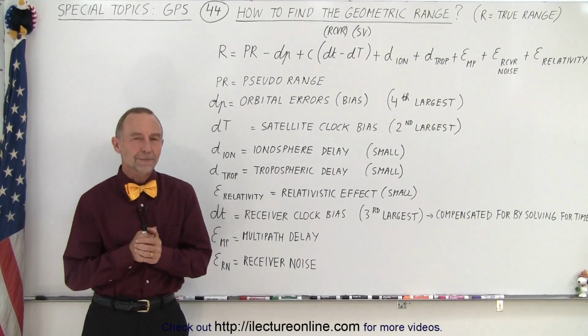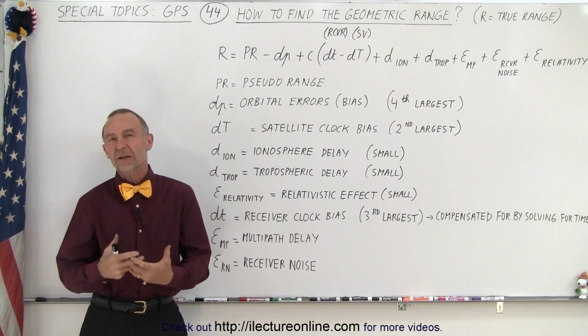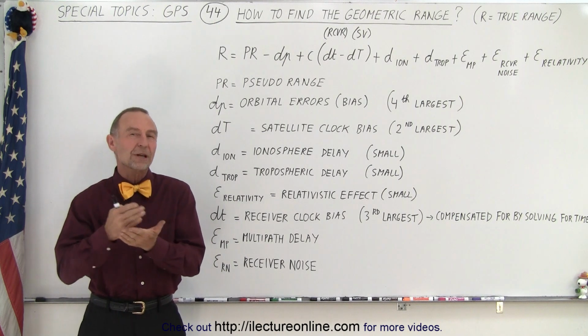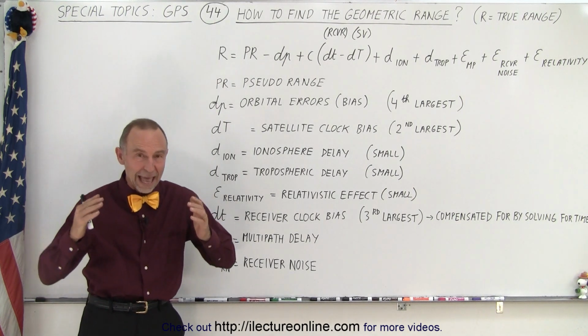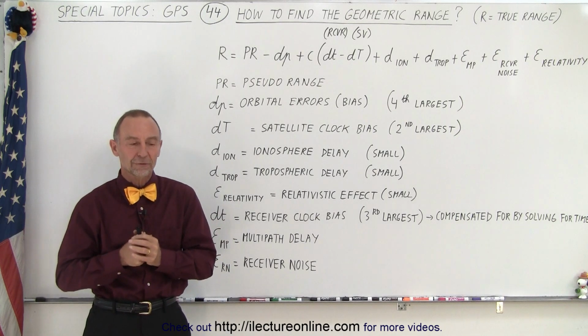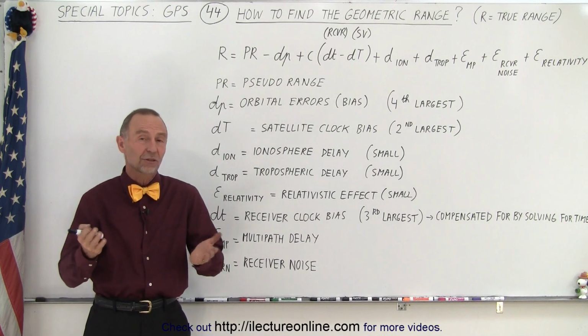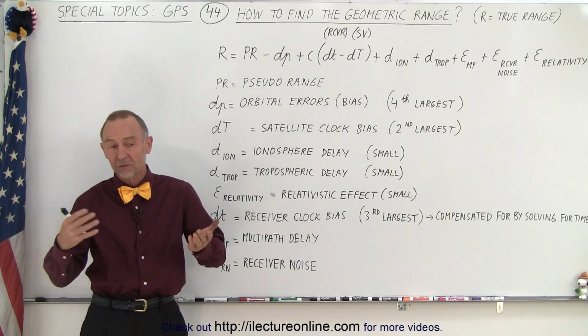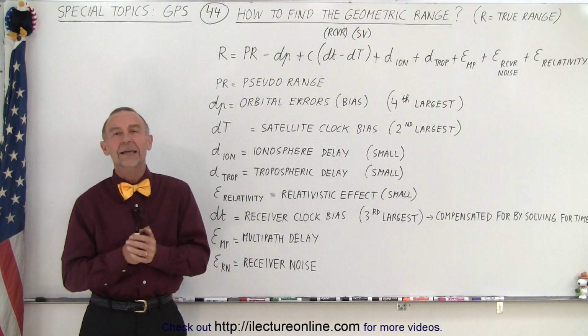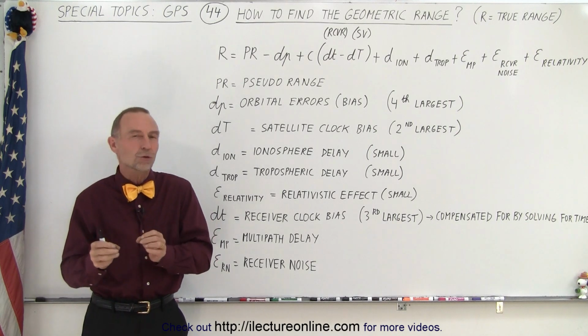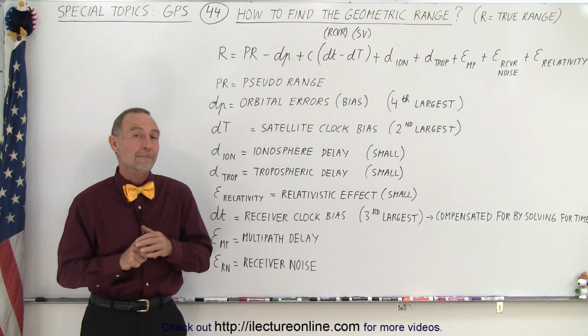Welcome to iLecture Online. So how in GPS do we find a true geometric range, the distance from the satellites to the receivers, as accurately as possible? Well, first of all, we start with pseudo-ranges, and we know that those are way off because we have a certain amount of clock drift that we cannot account for. But at least it gets us into the ballpark of where the receiver might be.